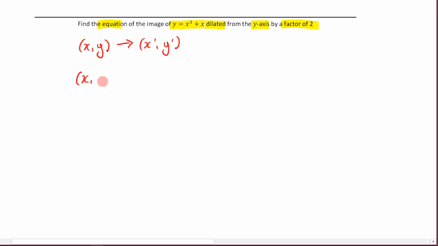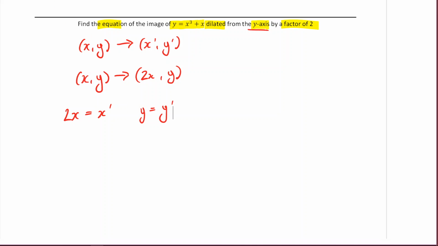We rewrite it. If I am dilating from the y-axis, it means x dash is going to be 2x. When I'm dilating from the y-axis, my x value changes. My y dash is just going to be y. Step 2, we create equations. 2x is equal to x dash. Y is equal to y dash. We now solve for x and y. So that means here I'm going to divide by 2, and here it's already done.